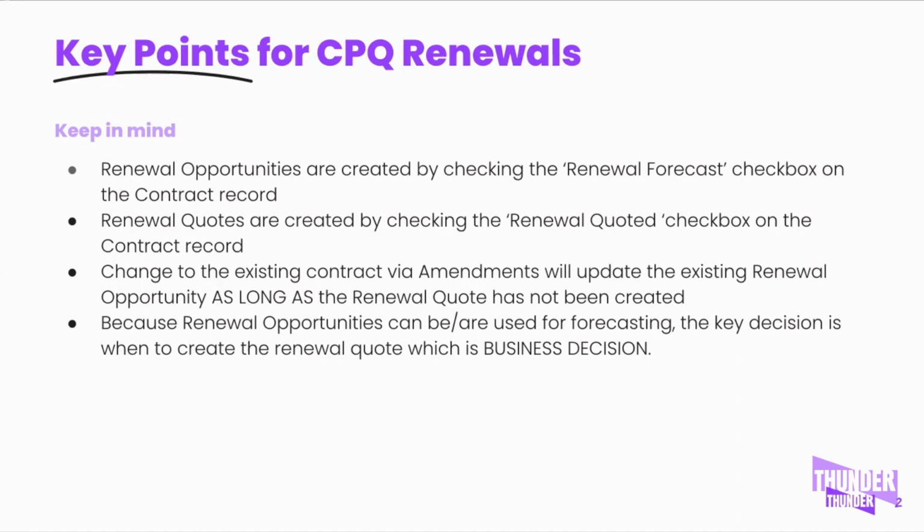And I know a lot of clients like to use the renewal opportunities, obviously, as forecasting for future renewals and values there. And so the key decision a lot of clients will have to face is, when do you want to create that renewal quote? Because let's say you have the renewal quote created, but it's really not going to renew for a couple months, and that contract now has some amendments. So how do you get those changes into the renewal opportunity or quote so that they're reflective of the latest changes to the contract?